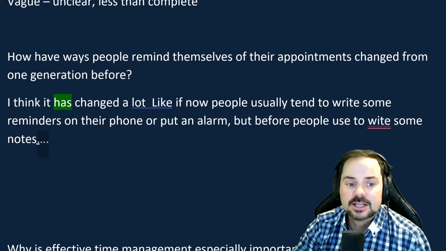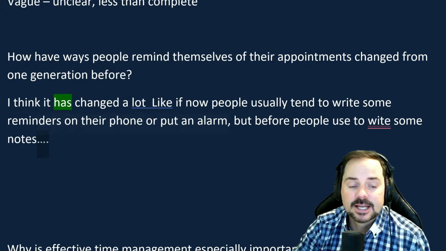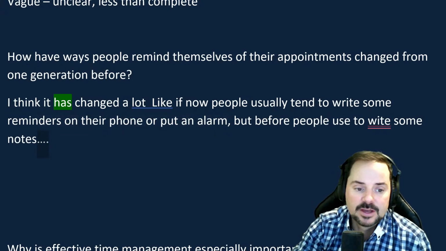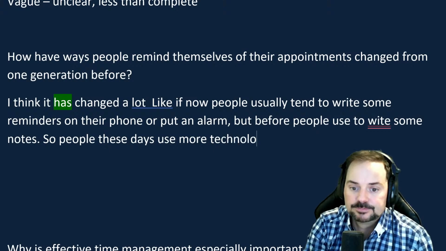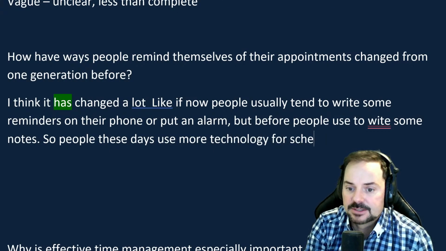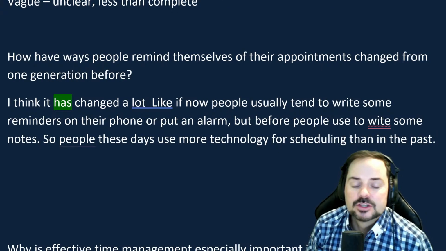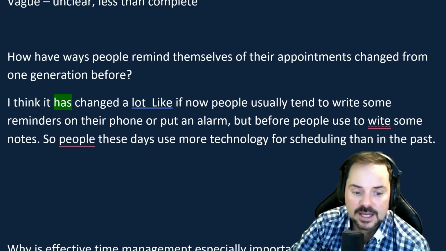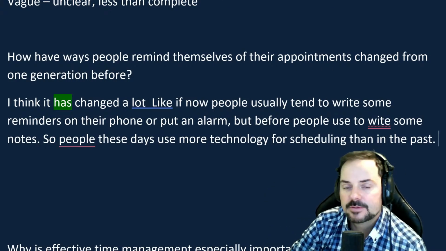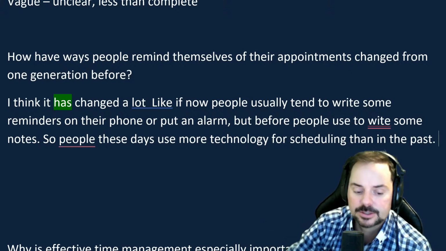So what you're actually telling me is that we're using technology, right? And you have to clarify that. So you have to say, so people these days use more technology for scheduling than in the past. Okay, so just clarify. Remember, I'm the alien, right? You want that clarity. Does that make sense, Kanjiva, what I'm telling you with the clarity part?